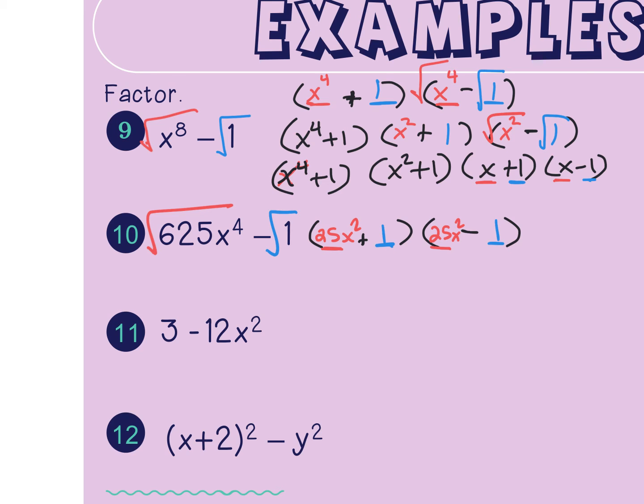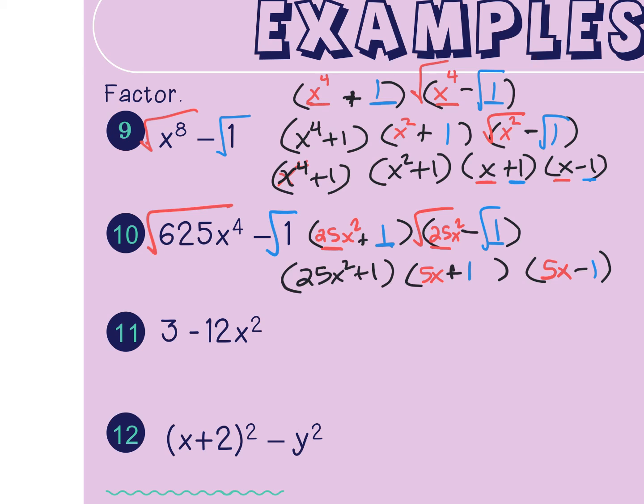Again, notice I still have a perfect square, a difference of two squares, on this one, so I've got to keep going. So 25x squared plus 1 stays, but then this one, I square root the 25x squared, square root the 1, and then this becomes 5x plus 1, and 5x minus 1. And now I'm finally finished.